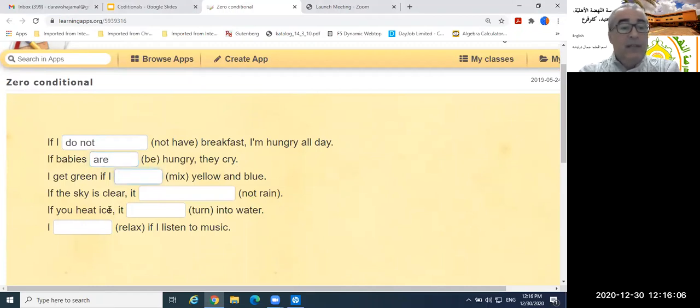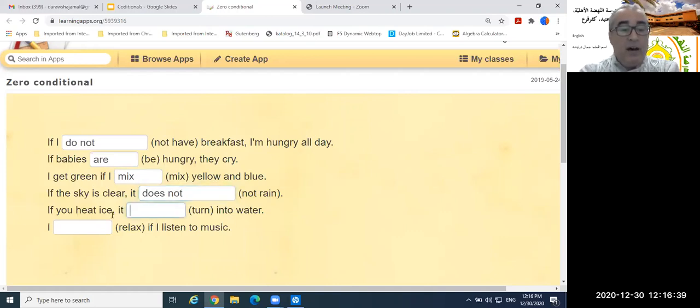Exactly. I get green if I mix yellow and blue. If the sky is clear, it not rain. Present simple. Remember, in both parts, the if clause and the answer or the main clause, we have to use the present simple. So we have the negative in the present simple with it. So exactly, it does not rain.